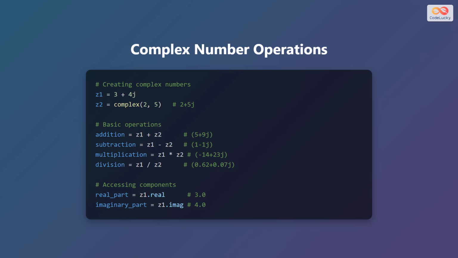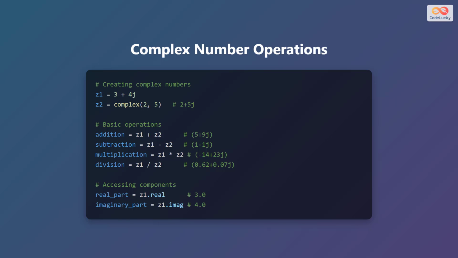Let's explore operations with complex numbers in Python. First, let's create some complex numbers. We can create complex numbers by typing the real part, plus the imaginary part with a j after it. Or we can use the complex function and pass the real and imaginary parts as arguments. Now let's perform some basic operations.